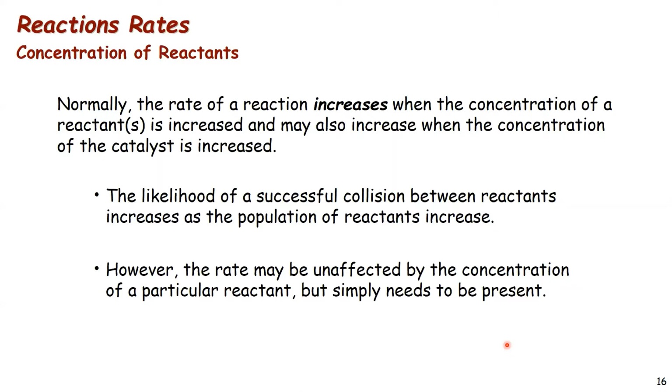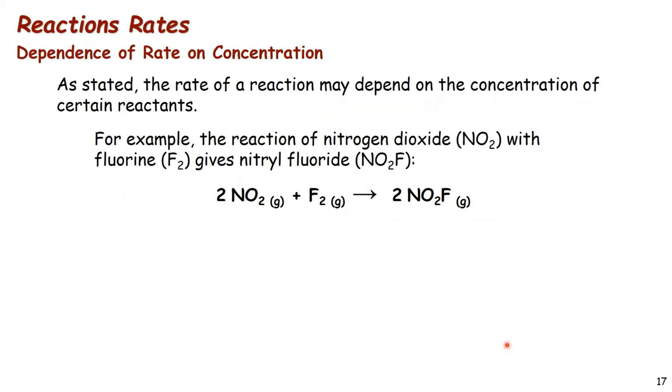Okay, so does everybody understand what I'm saying there? Basically, sometimes when you add more reactant or catalyst, the reaction speeds up. Sometimes you add more and nothing happens. Sometimes you add more and it actually becomes slower. We'll talk about all of these different scenarios. Okay, so here's an example. I have nitrogen dioxide reacting with molecular fluorine to form nitryl fluoride.